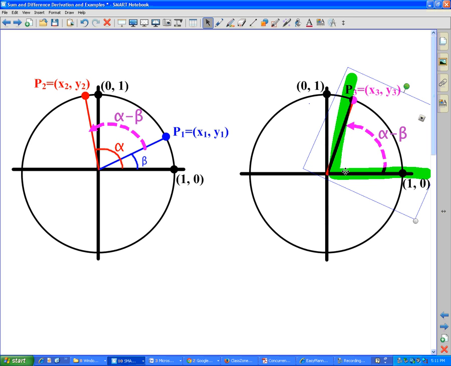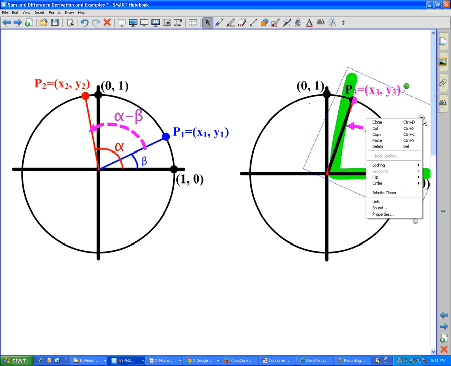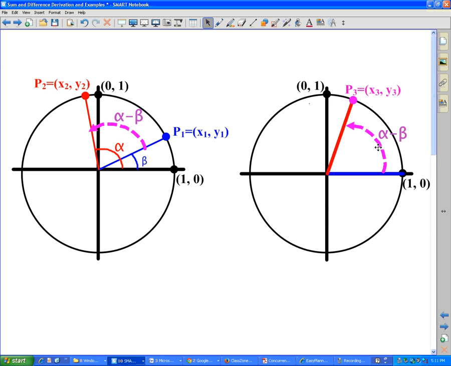Why? Well, for one thing, it gives us a point that we know a lot about, because the x-axis point 1, 0, we can now use as one of our points. Now, the other point on this rotation, point 3 we're calling it, we can't do much with that. We're just going to have to call it x3, y3, and leave it at that. But the rotation itself is exactly the same. We have alpha minus beta here, alpha minus beta here. They are the same rotation, and we're going to use these two pictures to build the formula that we're after today.